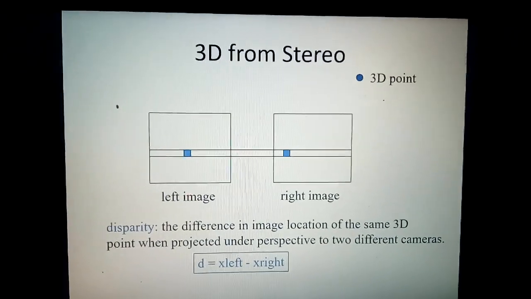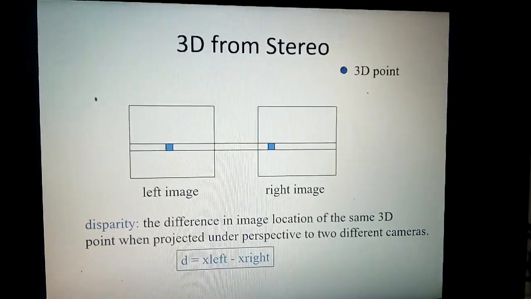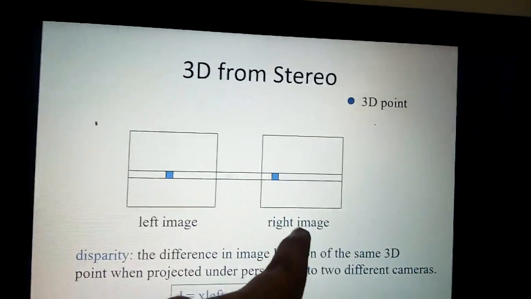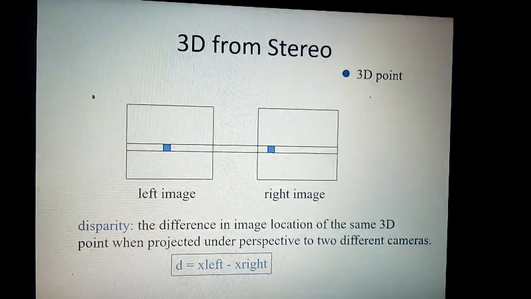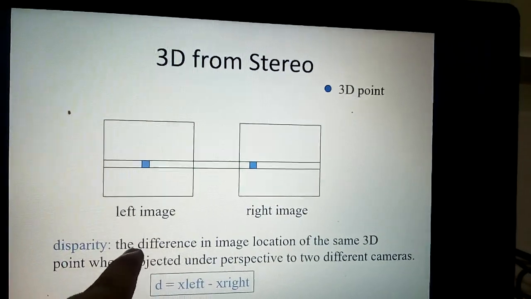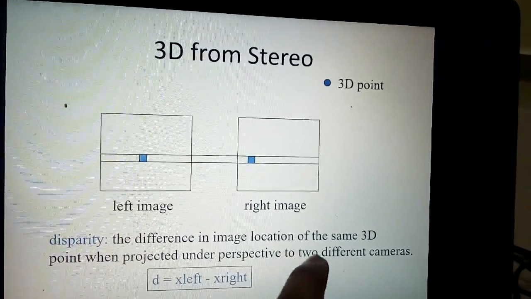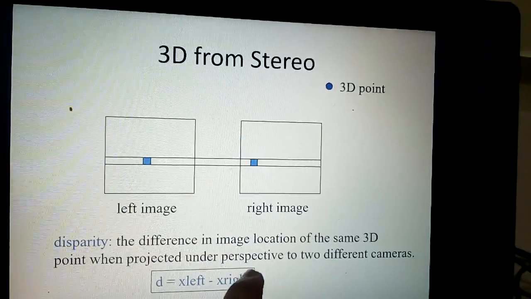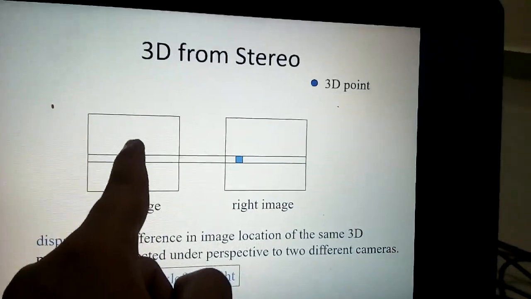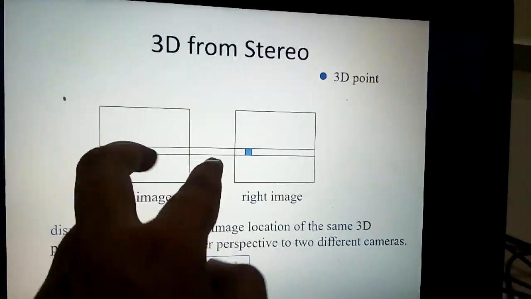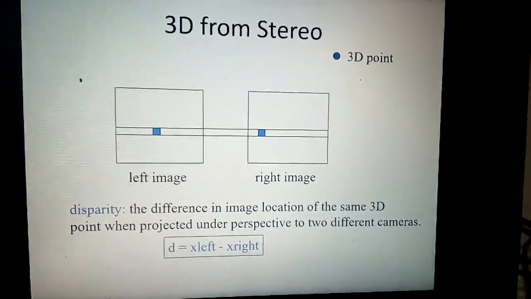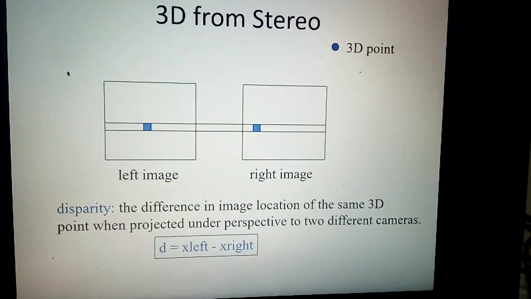Now 3D from stereo. Here you can see that the 3D point is focused onto the left image here and the right image here. We define disparity with the help of these images: the difference in the image location of the same 3D point when projected under perspective to two different cameras. This is the image formed by one camera and this is the image formed by the other. The point is focused here, and the distance between them is known as disparity. d is equal to x left minus x right.